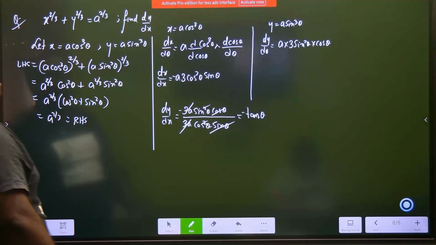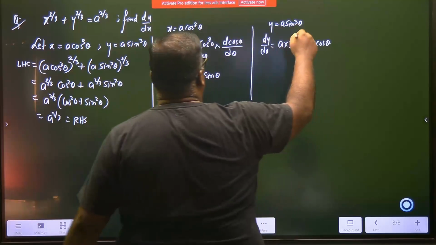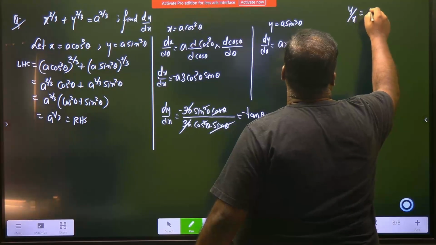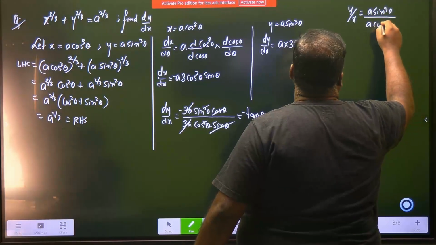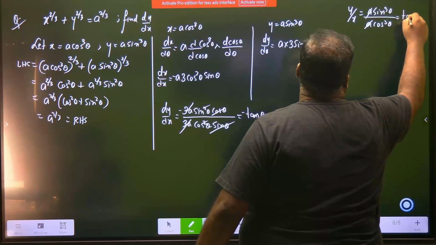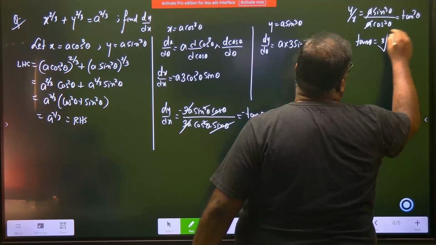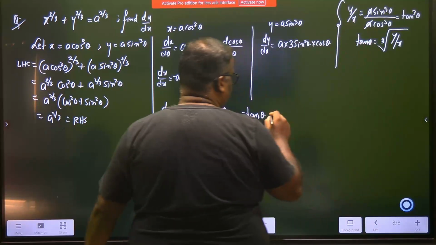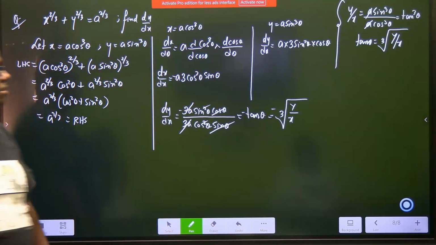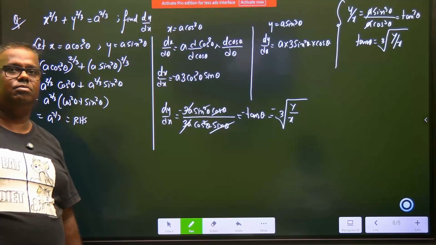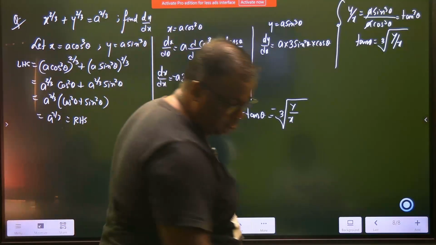But tan theta is not allowed, child. Theta you can't have. So you take out tan theta from here. Just see, if I do y by x, then what do I get? a sine cube theta divided by what? a cos cube theta, which is equal to tan cube theta. That means tan theta has to be cube root of y upon x. So I substitute here cube root of y upon x with a negative. That's my answer. Samjhi? You can't leave theta. Theta is not allowed because you have to get your answer finally in the form of x and y.